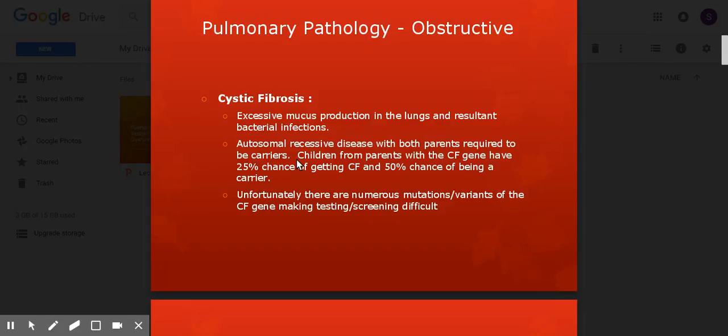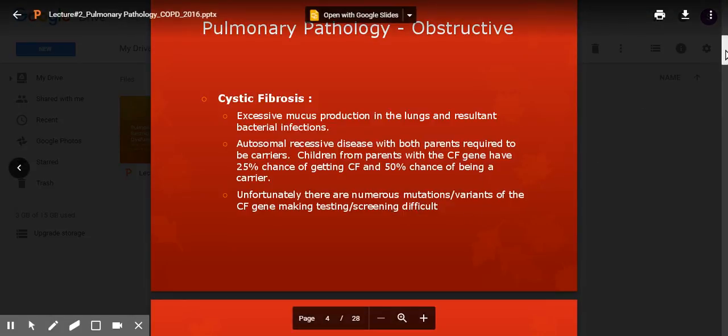So as we talked about, it's an autosomal recessive disease where both parents are required to be carriers. Children born to parents with the CF gene have a 25% chance of getting cystic fibrosis, but they also have a 50% chance of being a carrier. Unfortunately, there are numerous mutations and variants of the CF gene, making simple testing and screening very difficult.